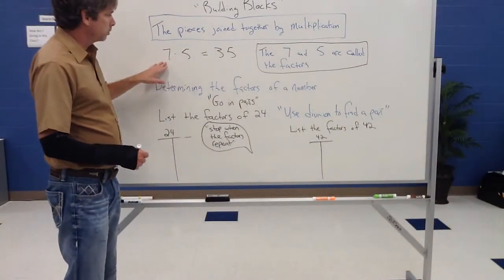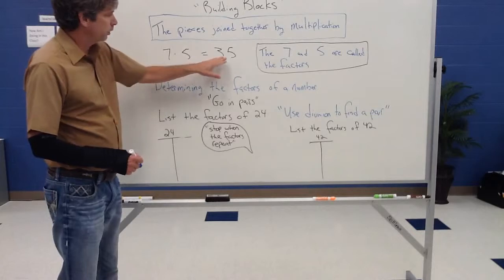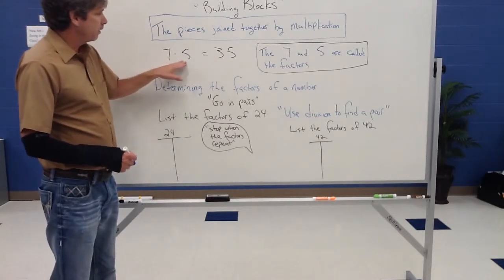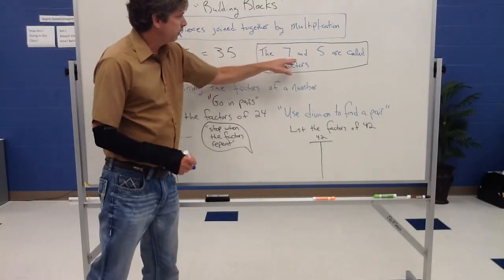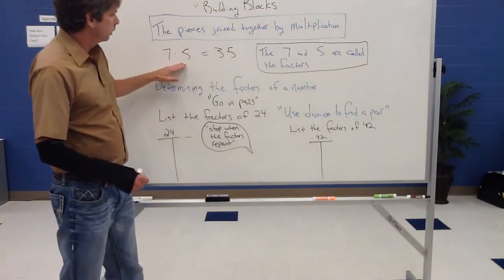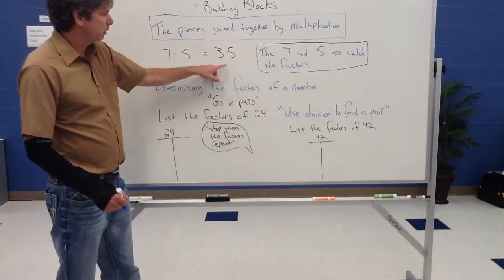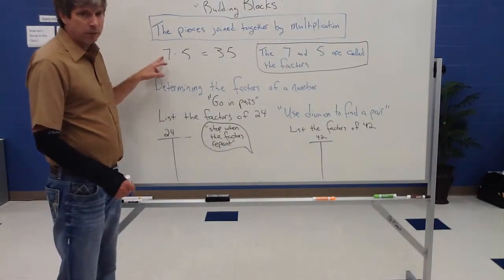So when we look at this multiplication problem, 7 times 5 is equal to 35. The 7 and 5 are called the factors. Okay? So keep in mind right now, 7 and 5 are called the factors to this problem. And of course, 35 is called the product. But we're going to focus on what's being multiplied together.